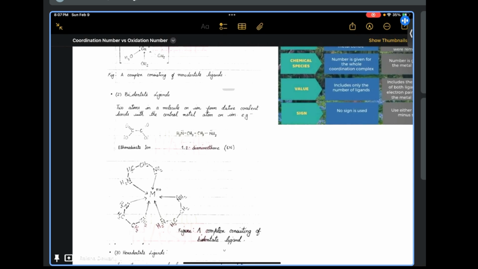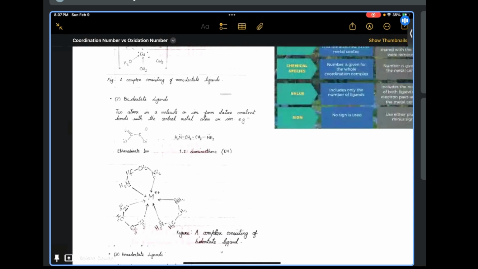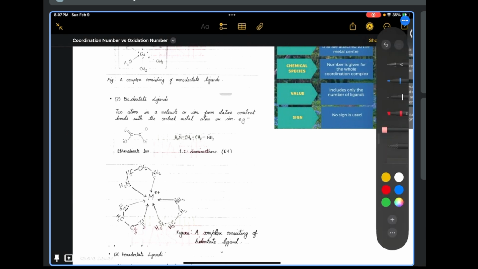Now, for bidentate ligands, what you can see right here is the ethanedioate ion and 1,2-diaminoethane. What actually happens right here is, as the name suggests, in bidentate ligands the two atoms of the ligand will form dative covalent bonds with the central metal atom or ion. So out of this whole ligand, these two atoms are forming dative covalent bonds with the central atom or ion. This is basically what bidentate ligands mean.